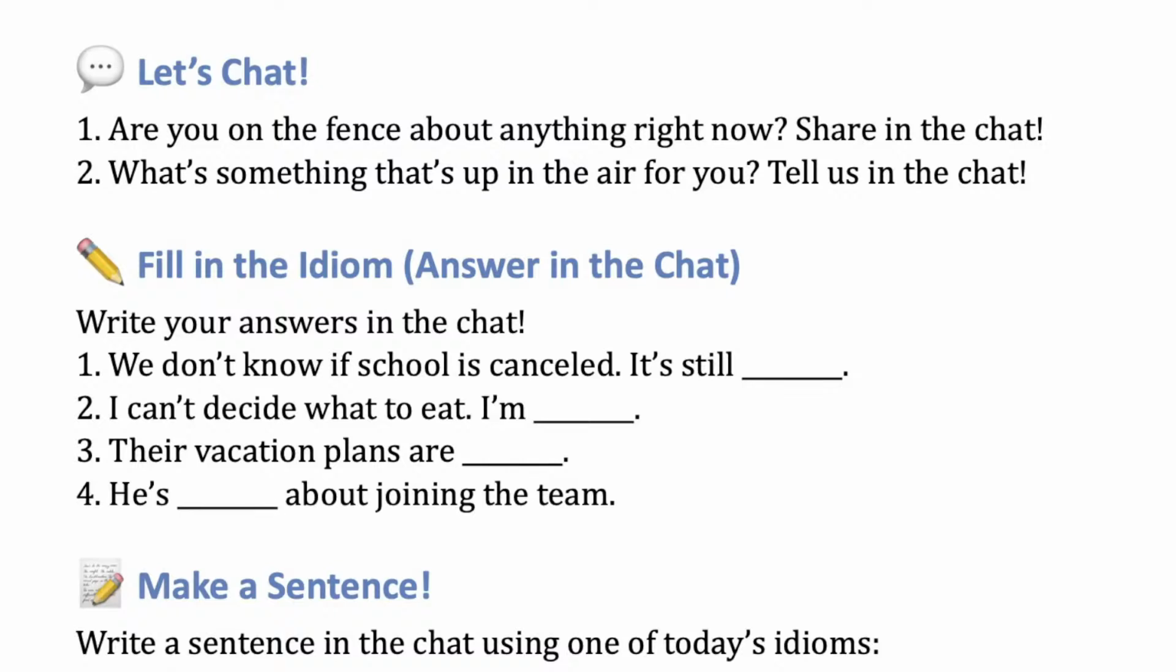Emilio, hello. Emilio, the new promotion to higher level is up in the air, okay. Katie, number 3, their vacation plans are up in the air. Yeah, plans, that's right. Their vacation plans are up in the air. So for plans, we use up in the air. Yes, Angela. Number 2 is on the fence because it's a personal decision. Yes, Angela, number 3 is up in the air because it's a plan.